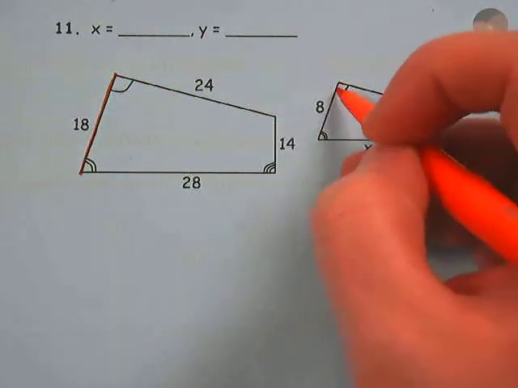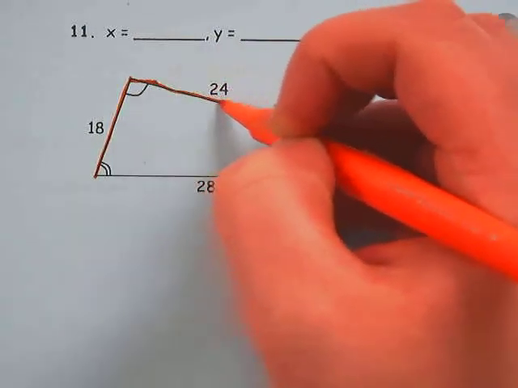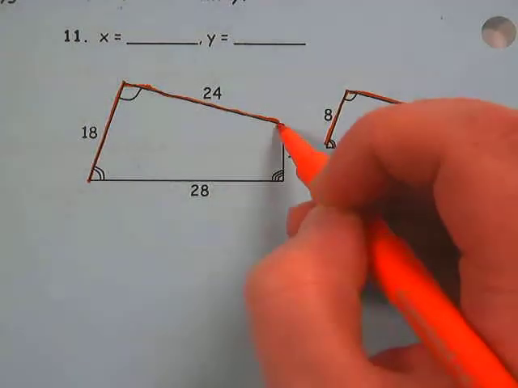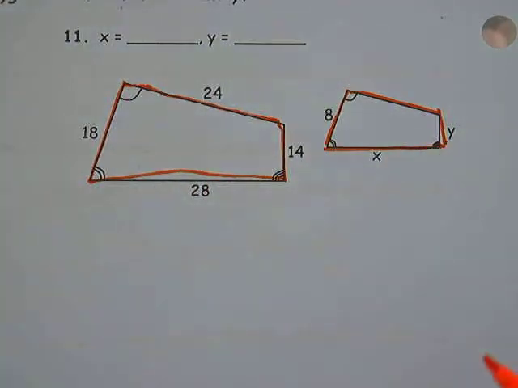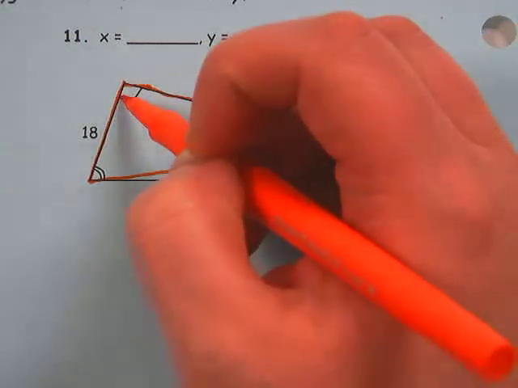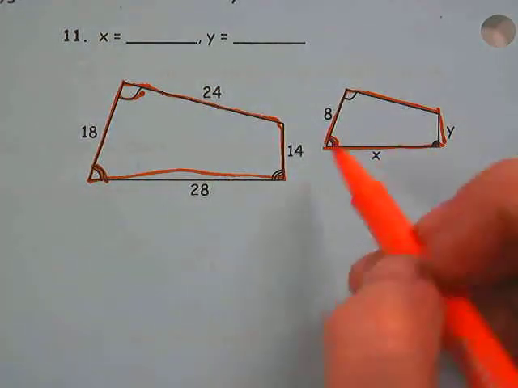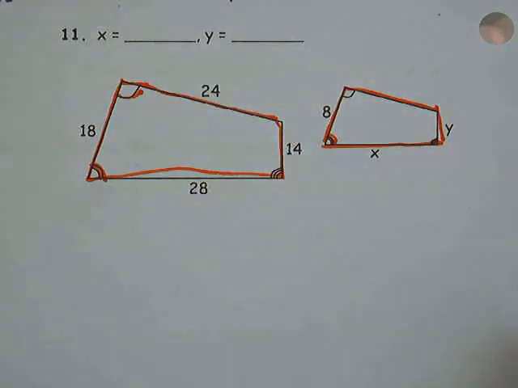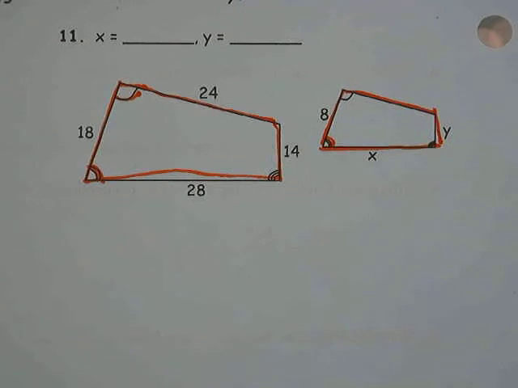this side with 18 and this side with 8, the side with 24, and the side with nothing on it, 14 and y, and 28 and x. And we can tell because of the angles. So this angle corresponds with this angle corresponds with this angle. So these two corresponding angles, since these sides are between those two pairs of angles, that means that they correspond. And also they look like they correspond, so we can kind of do this one by looks.